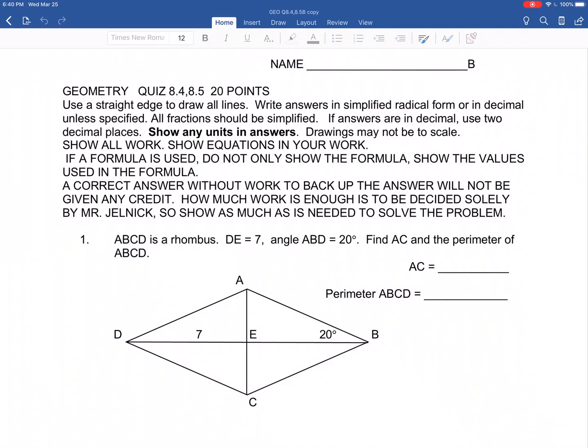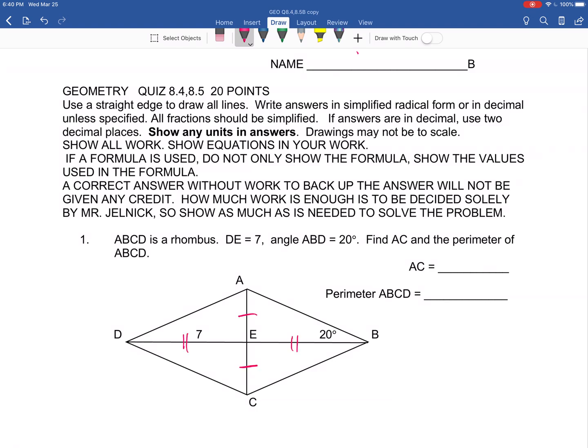This is going over quiz 8.4, 8.5. Number one, the first thing is, hey, the shape is a rhombus. Well, one of the things we know about a rhombus is, hey, it's a parallelogram. What happens to the diagonals in a parallelogram? They bisect each other.